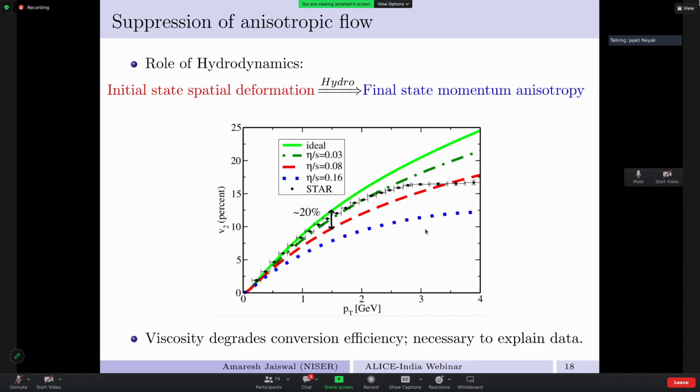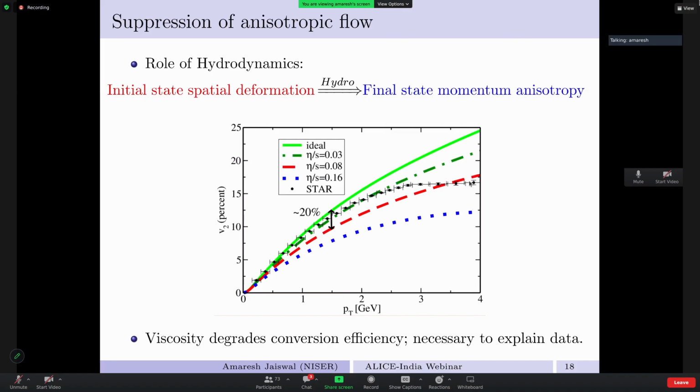So 1/4 pi, one can take a lower value of eta by s also. There have been some classes of field theories that do violate this KSS bound, but for the time being, what we do know is that there has to be a lower bound. Whether it's 0.08 or something else is debatable, but there has to be a lower bound to eta by s. That comes from more fundamental uncertainty arguments. Nevertheless, the point is to get agreement with the data.